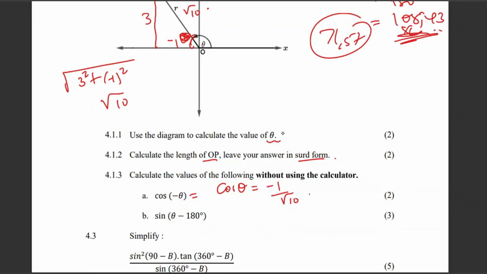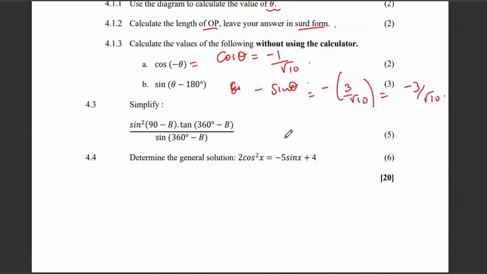Then the sine of theta minus 180, take out the negative, so it's going to be negative sine of theta. Okay, because that will be quadrant 2. Then substitute, the sine is going to be 3 over root 10, which is -3 over root 10. And then you leave your answer just like that.